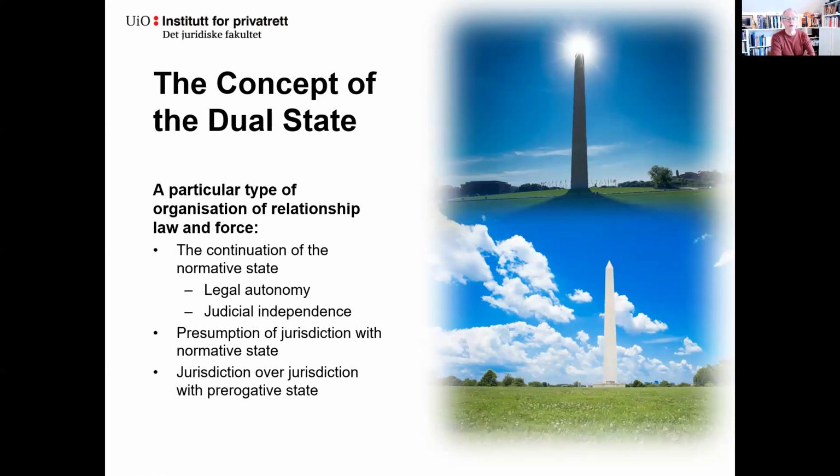There's a presumption of jurisdiction with the normative state. So when a case is brought, the presumption is that the courts can deal with it. But the prerogative state can always intervene. The jurisdiction over jurisdiction is with the prerogative state. So this is the important part of the relationship. It's a complex relationship, and we'll see this in play when we look at the Nazi state in the next lecture. And we will also see it when we compare the Nazi state and the communist relation to law, because here we have differences, particularly in this type of organization of the relationship between law and force.